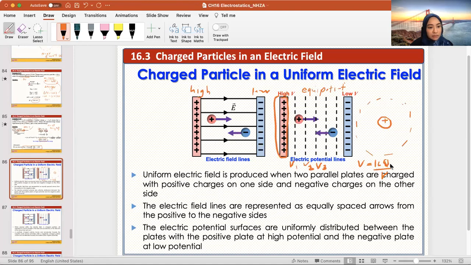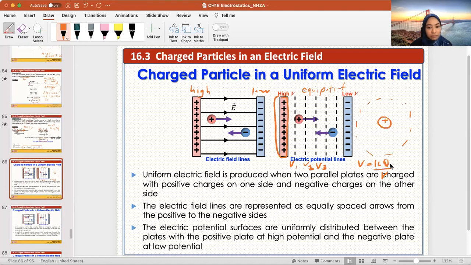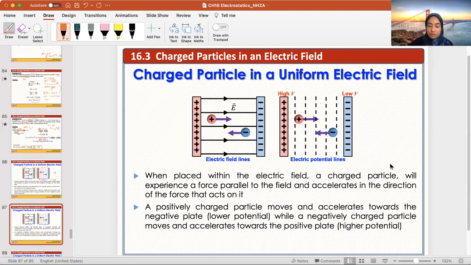What is the difference from the one above? Wait a moment. Okay, so this wording is different. When placed within the electric field, a charged particle will experience a force parallel to the field and accelerates in the direction of the force that acts on it.